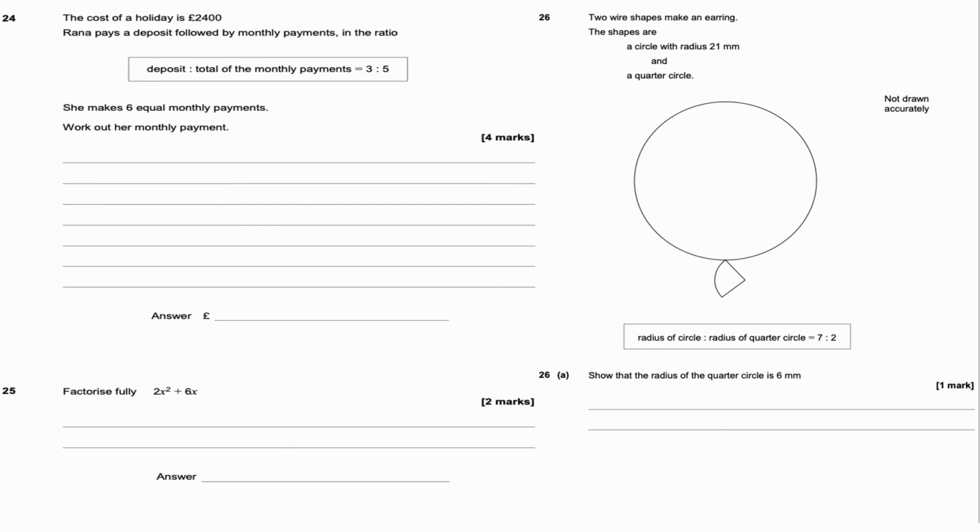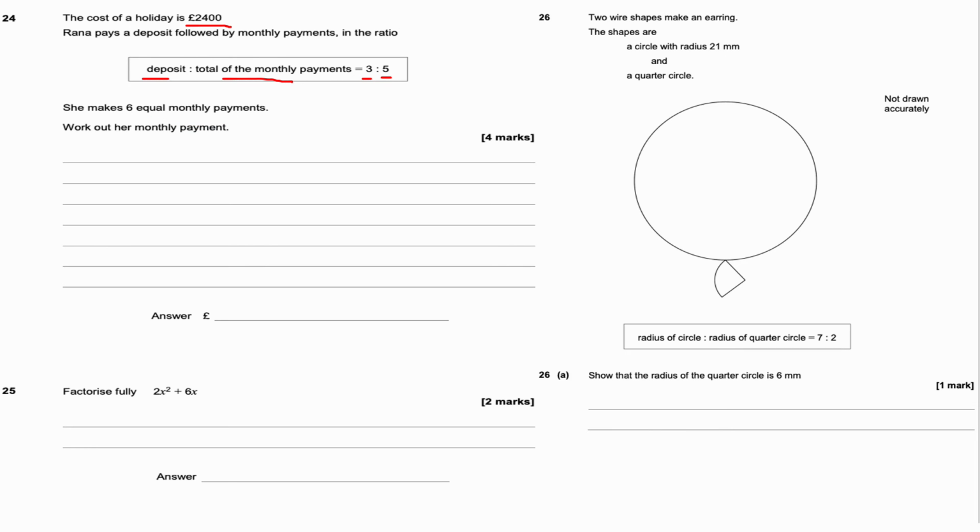Okay, this is question number 24. The cost of a holiday is £2,400. Rana pays a deposit followed by monthly payments in the ratio deposit to monthly payment of 3 to 5. She makes 6 equal monthly payments. Work out the cost of her monthly payment.